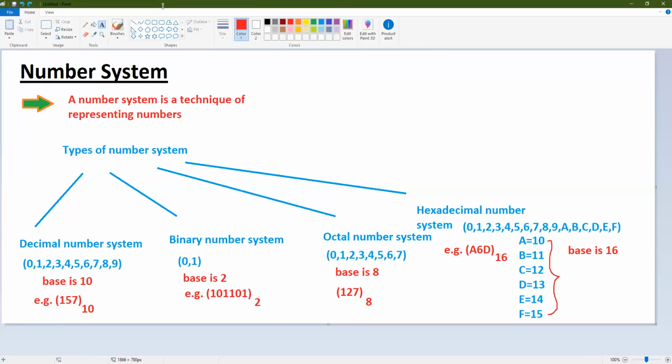So in the next video, I will be explaining what is most significant digit and least significant digit in a number. Thank you.